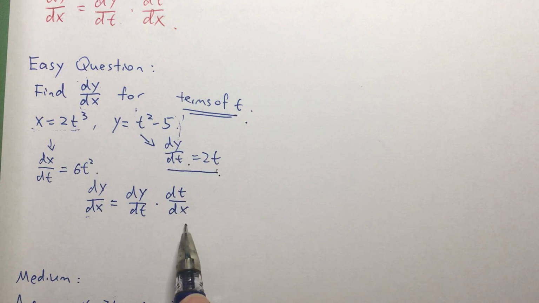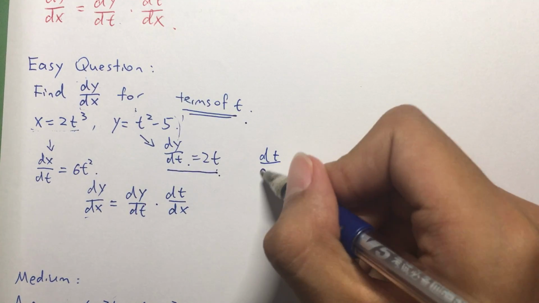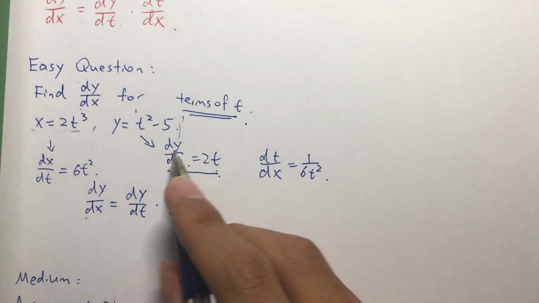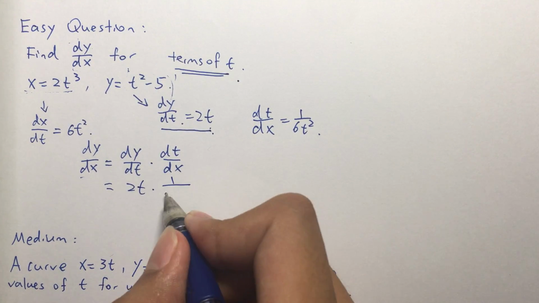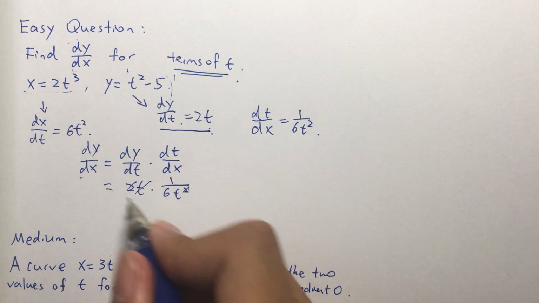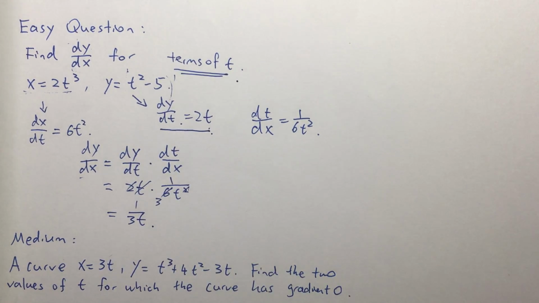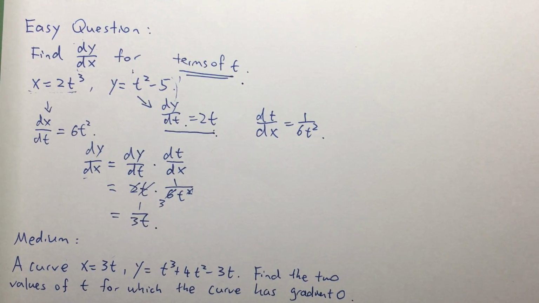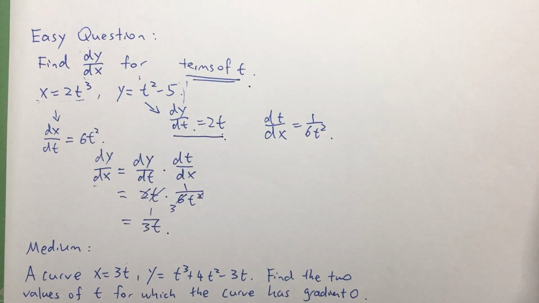However, we need dt over dx, which means we need to flip this. So it becomes dt over dx equals 1 over 6t squared. Now let's multiply these two, which gives 2t times 1 over 6t squared, and we cancel one of the t and we cancel the 2's, so we get 1 over 3t, and that is our answer. So are we clear? I hope you can understand the basic idea now.